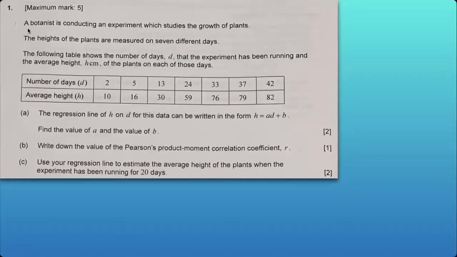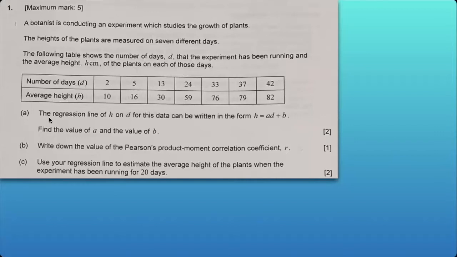Number 1. A botanist is conducting an experiment which studies the growth of plants. The height of the plants is measured on 7 different days: 1, 2, 3, 4, 5, 6, 7. The following table shows the number of days D that the experiment has been running and the average height H centimeters of the plants on each of those days, D and H.